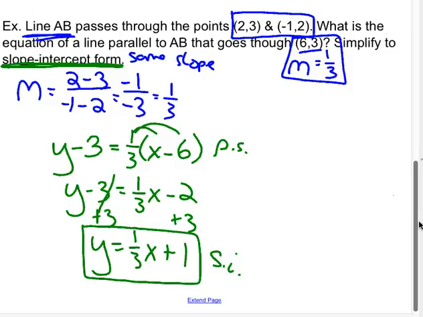So again, the big idea here is identify the slope that you need, then put it in point slope form with your new point, and then simplify if needed. Okay? Again, the big idea, you always need to be able to be fluid between these forms of the equations.